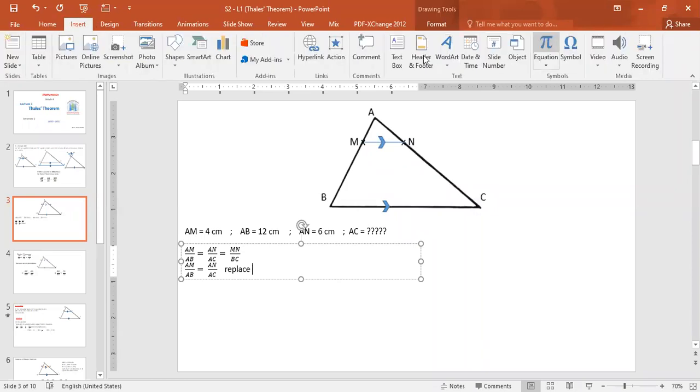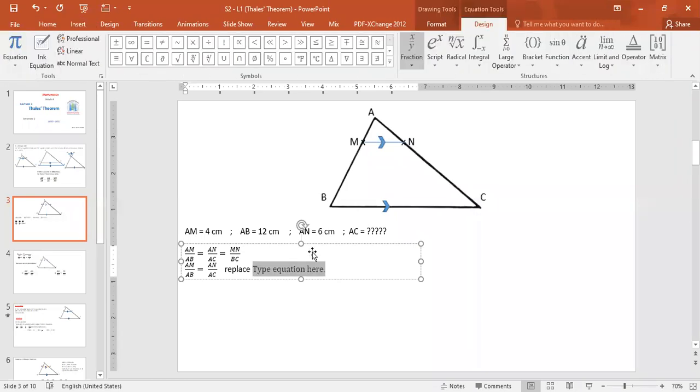Yes. Okay, what is the measure of AM that I should replace? AM is given how much? 4 centimeters. Okay, so I replace AM with 4. What is the measure of AB? 12. So I replace it by 12. Now, what is the measure of AN? 6. Do we have the measure of AC? No. So we leave it AC. Now we have 4 over 12 is equal to 6 over AC.